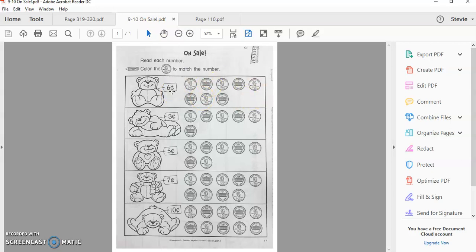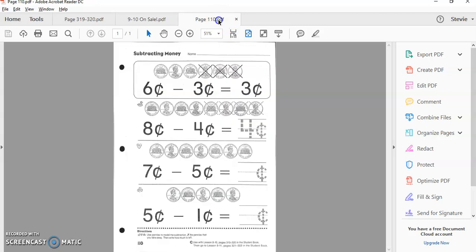This is kind of like what we were doing a few days ago. This is kind of a review. We're Xing out money and seeing how much we have left over. So the tags tell you how much each stuffed animal costs. You need to color in that many pennies so that it shows that you've given them away. All right, and then on this last page, same thing. You are Xing out the ones that are being taken away, and you're writing how many are left over.